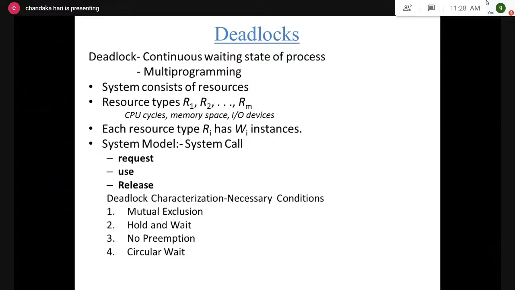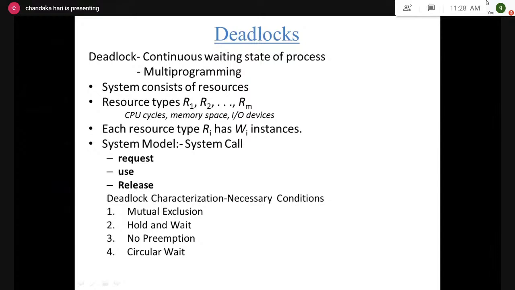There may be a chance that this wait state is not going to change forever. Hence, it is called a deadlock. This is one standard definition for deadlock. We'll see some of the other definitions in a little while.